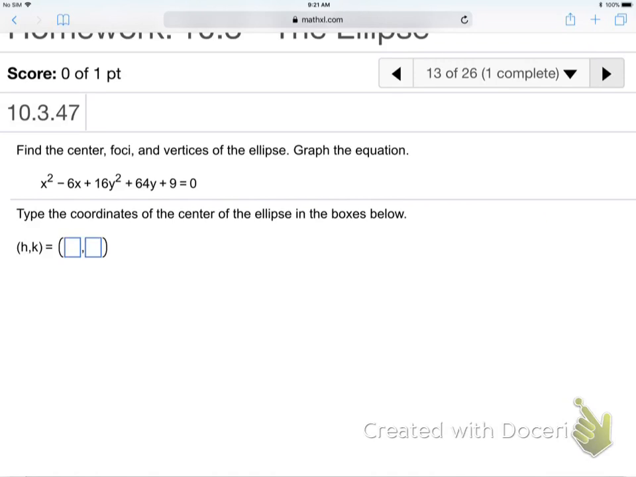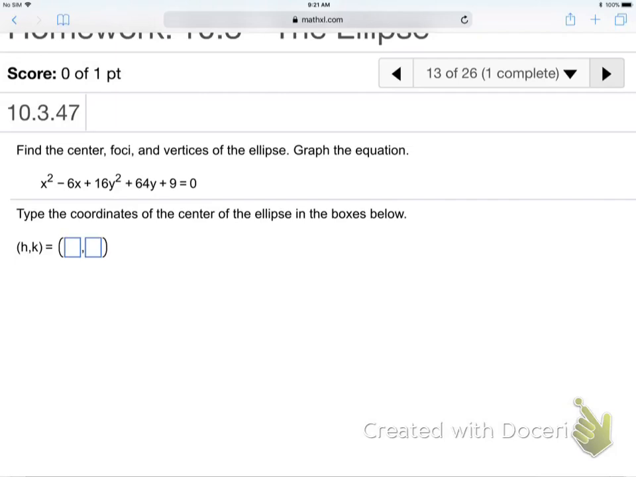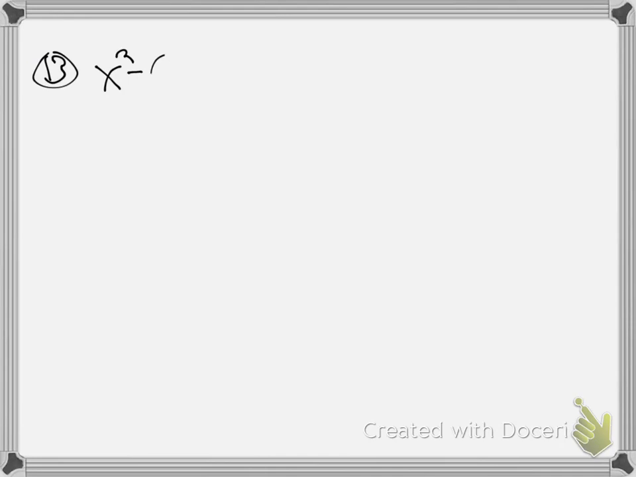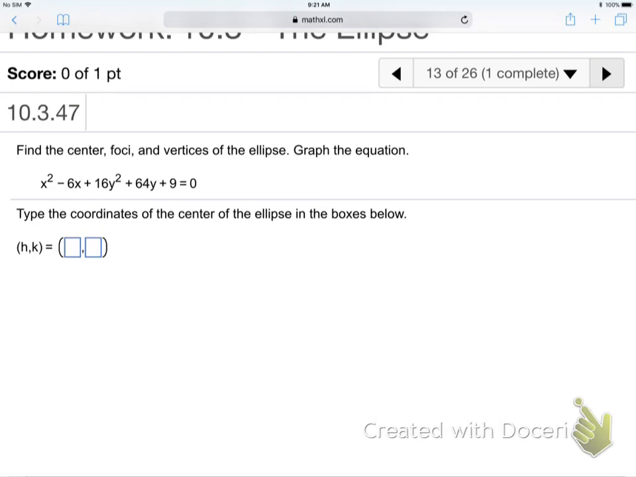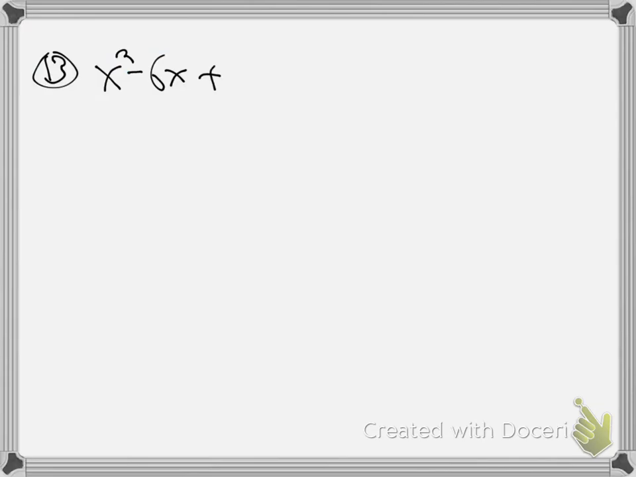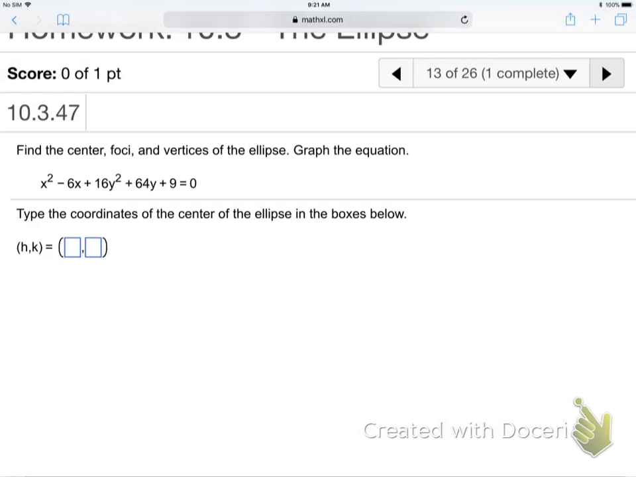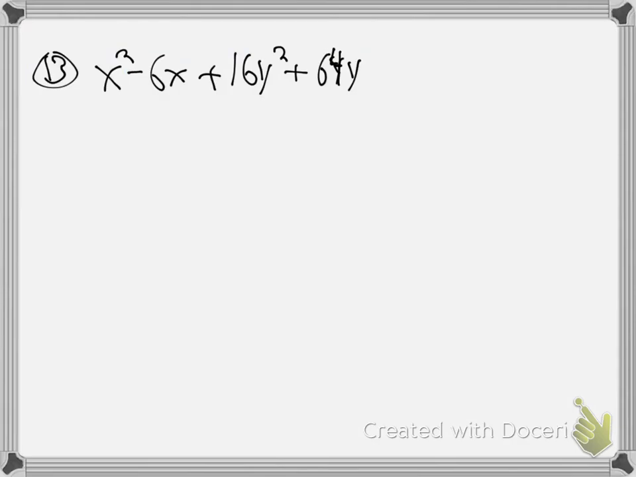Okay, let's take a look here. This one's going to be kind of tough, kind of tricky. In fact, I think I'm just going to go to a fresh screen. What is it, number 13? It's x squared minus 6x plus 16y squared plus 64y plus 9 equals 0.